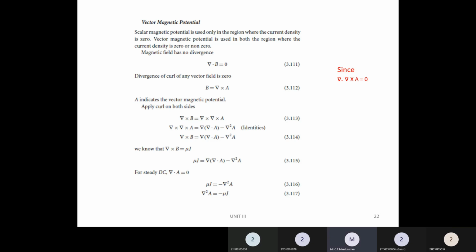Okay, so divergence of curl of any vector is 0. From that we can have del dot del cross A equal to 0. Already we have del dot B. The del dot and del dot will be getting cancelled, so that you are getting B equal to del cross A there. Substitute those values and you will be getting del square A, that is the Laplacian, equal to minus mu J here.